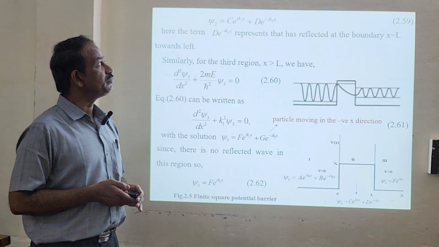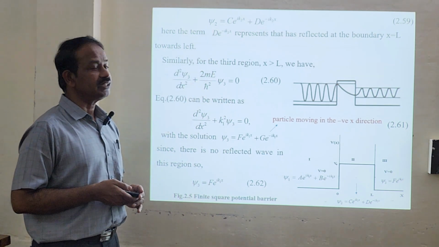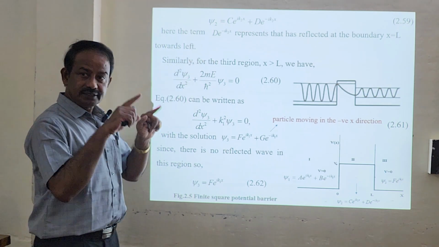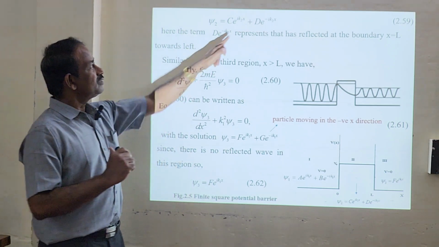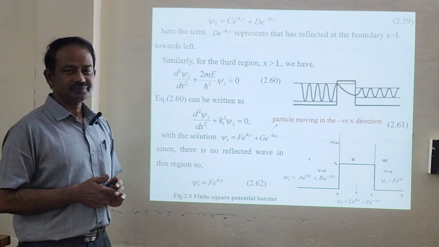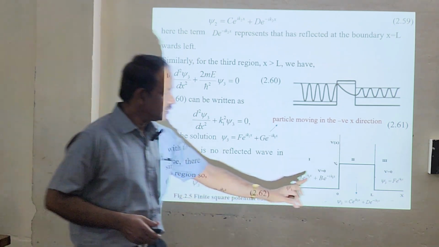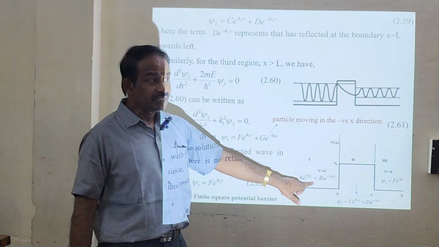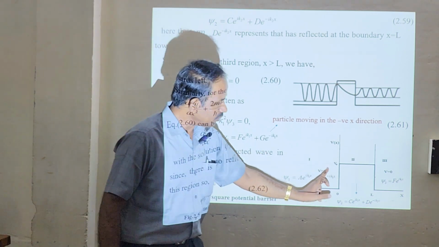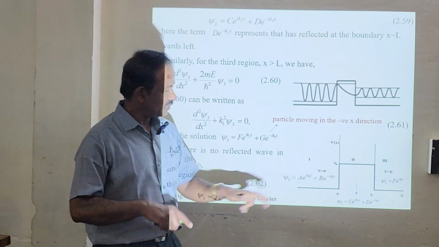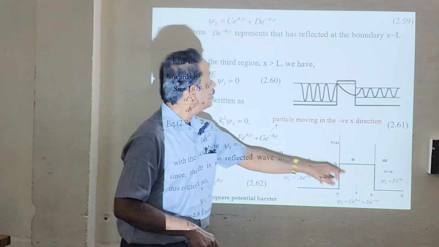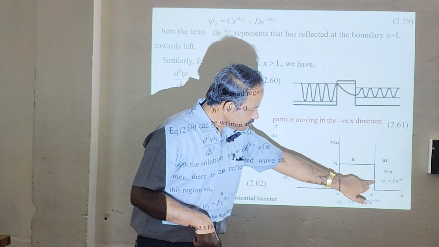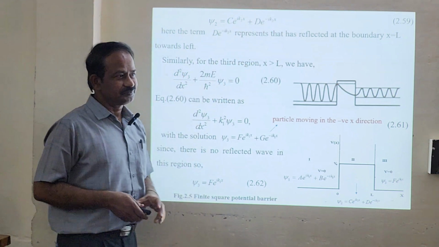So psi 2 equals C e^(ik2x) plus D e^(-ik2x). Of course, inside the barrier, some waves will get reflected. So this is for the reflection. At the boundary inside, for example, here you have the incident wave, as well as the reflected waves. Now some waves, as I said, will penetrate. This is C, for the penetration. It will penetrate, and some waves will get reflected. So these waves will get reflected.